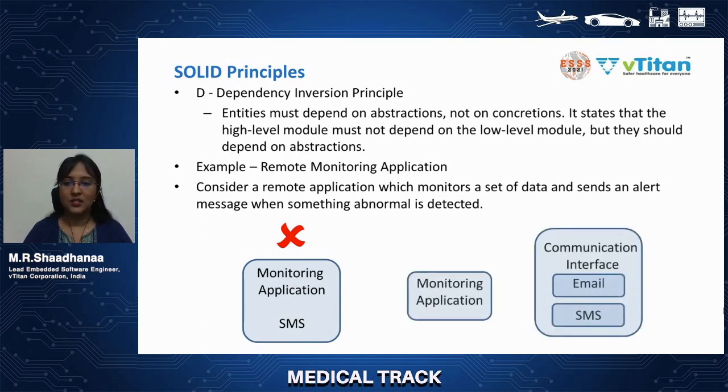So what I can do is separate my high level module and low level module and have my high level module independent of my low level things. So what happens here is I have separated my monitoring application alone and I have my communication interface separately, which consists of email, SMS. Maybe in future, if I want, I can add another feature like getting the data through WhatsApp. So such things could be added into my communication interface.